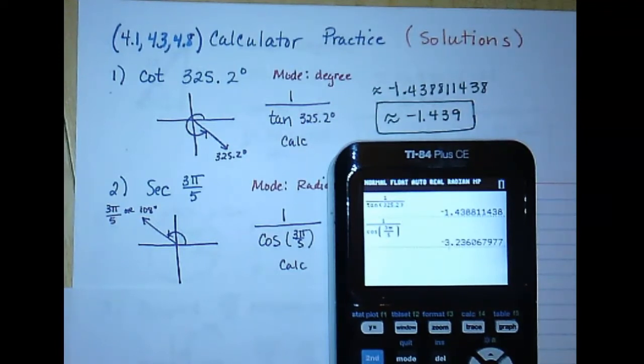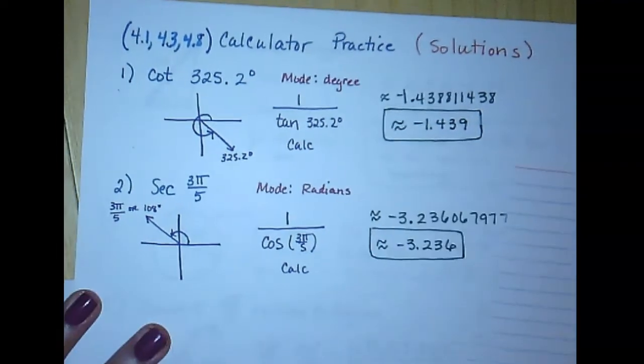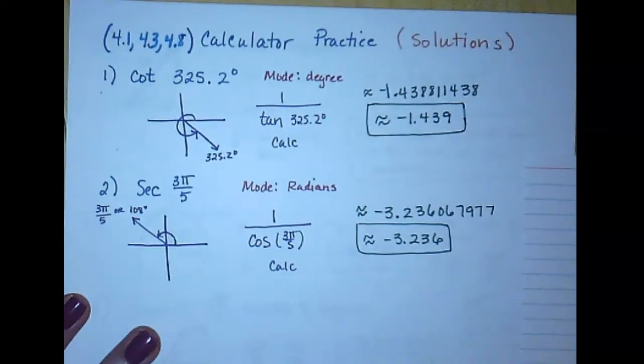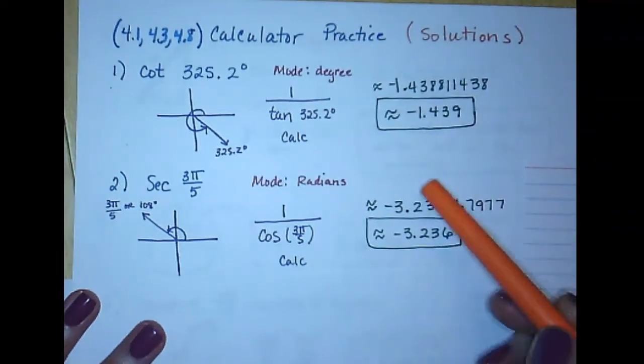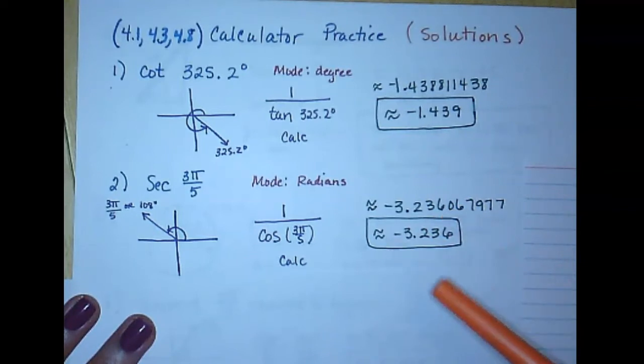So when I execute, I get negative 3.236067977 and a whole bunch of other stuff. So I am going to round that to 3 decimal places, which means I'm rounding to the 6 right here. There's a 0 behind it, so it's going to be negative 3.236, again with the approximation.